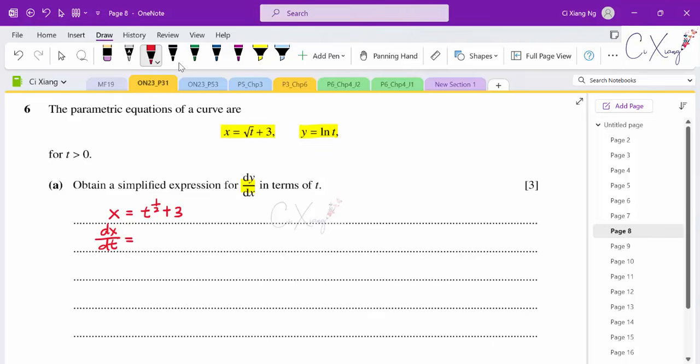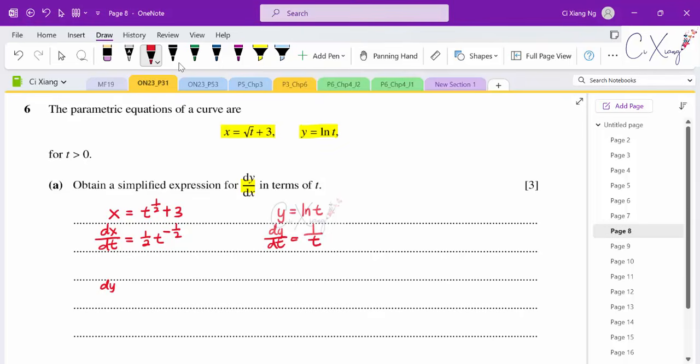Differentiate t^(1/2): you put the power in front, copy the t, and the power minus 1 becomes negative half. Differentiate a constant 3, you get 0. Then for y, y equals ln t. So first we get dy/dt. So dy/dt is actually 1 over t. When you differentiate ln t, you should have 1 over t.